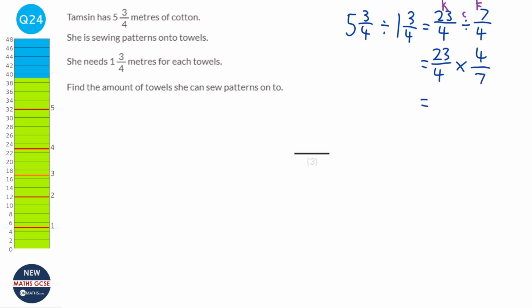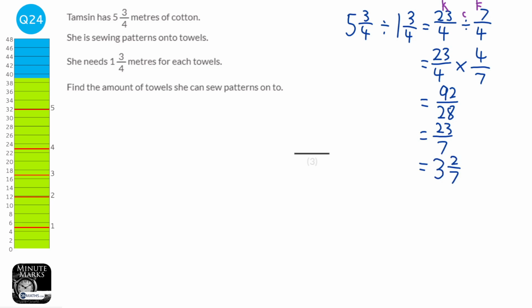Okay, whenever we multiply, we just multiply the tops, so 23 times 4, which is 92, and we multiply the bottoms, which will be 28. And now we need to convert this back into a mixed number. First of all, actually we can simplify this, because we can divide top and bottom by 4, so that would be 23 over 7. And then make this a mixed number. So 7's into 23 go 3 whole ones, and then obviously 2 remainders, so it's 2 over 7.